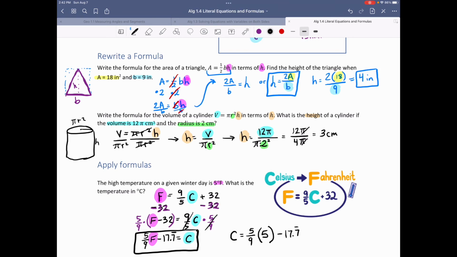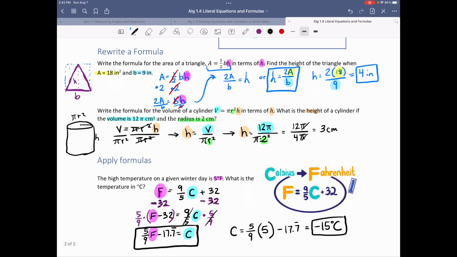And I'm just going to do this in the calculator. 5 divided by 9 times 5 minus 17.77777. I get negative 15. So it would be negative 15 degrees Celsius. And that would be our second answer. Excellent. That was section 1.4.